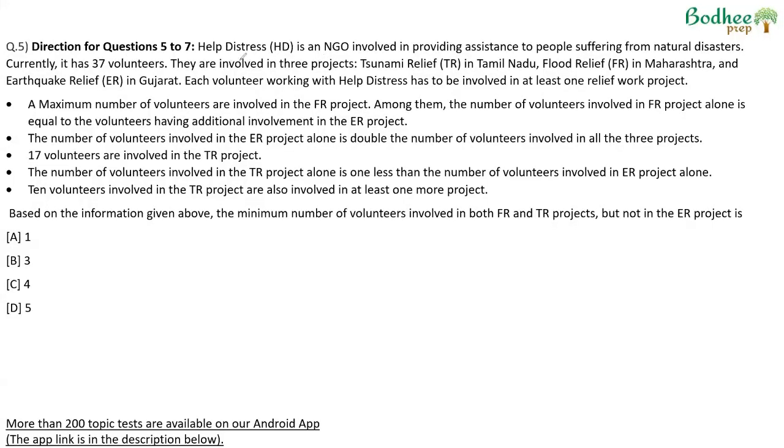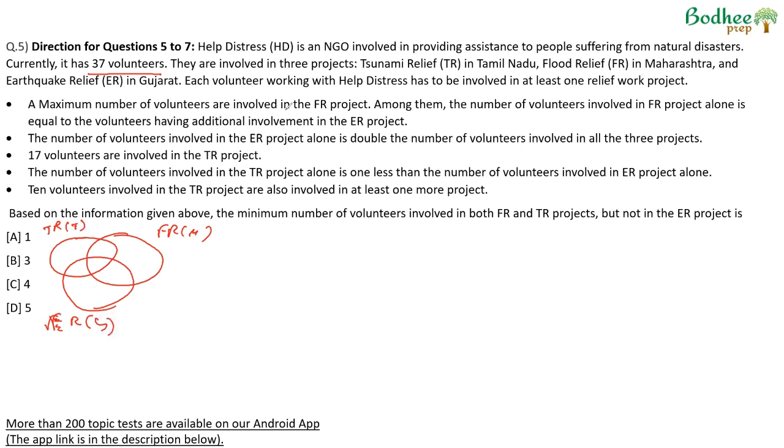So for the next three questions, it says, Help Distress HD is an NGO involved in providing assistance to people suffering from natural disasters. Currently, it has 37 volunteers. They are involved in three projects: tsunami relief, flood relief, and earthquake relief in Gujarat, Tamil Nadu, Maharashtra. Each volunteer working with HD has to be involved in at least one of the projects. So if we draw a Venn diagram, which says tsunami relief in Tamil Nadu, flood relief in Maharashtra, earthquake relief in Gujarat. These are the projects. Everyone is involved here.